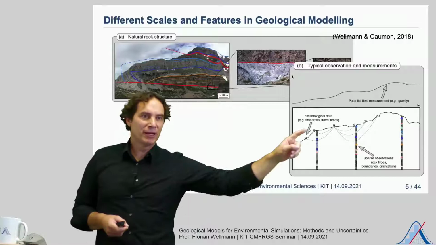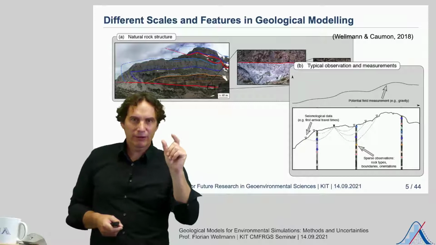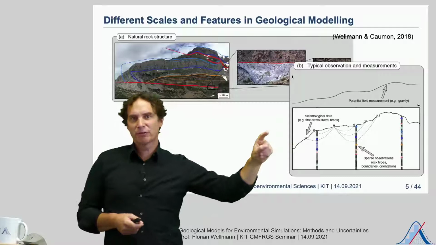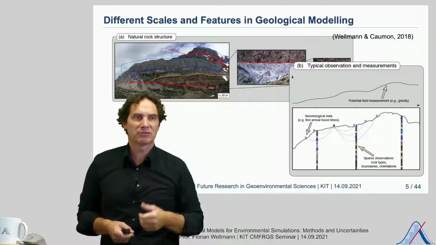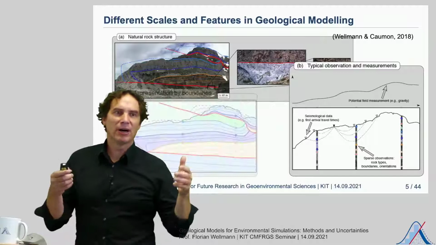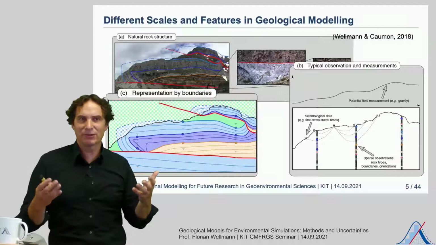We may have a borehole like depicted here, for example, with a lot of information, but at a very limited space, very limited range. Then in between, we try to fill this information with additional types of geophysical measurements, for example, seismic measurements or electromagnetic measurements or maybe gravity. And we use all of this basically to combine this information into a picture of reality, a representation of what we think of reality here in this 3D space, represented by boundaries, as we can see in here.